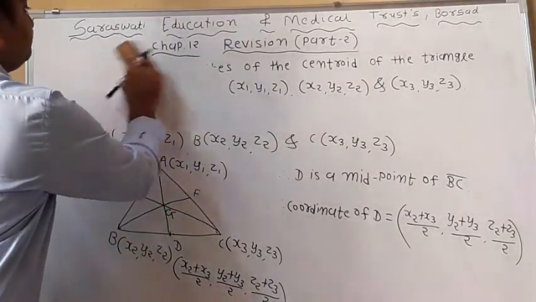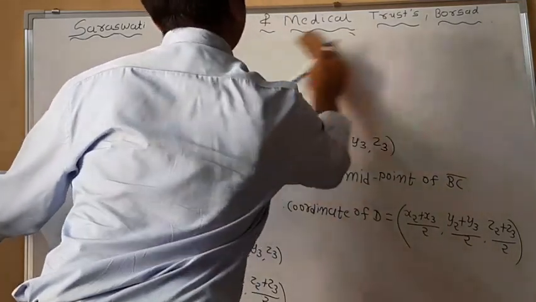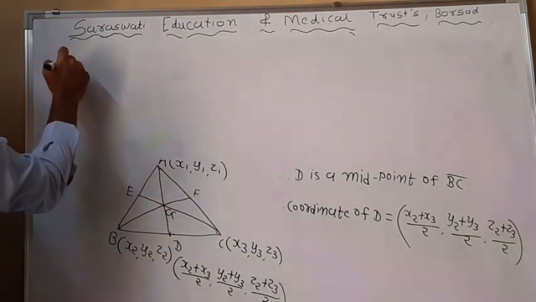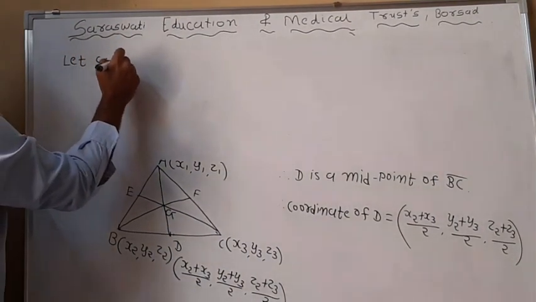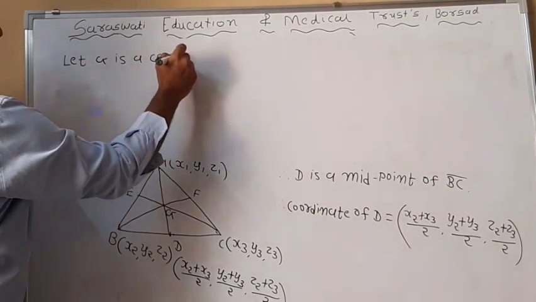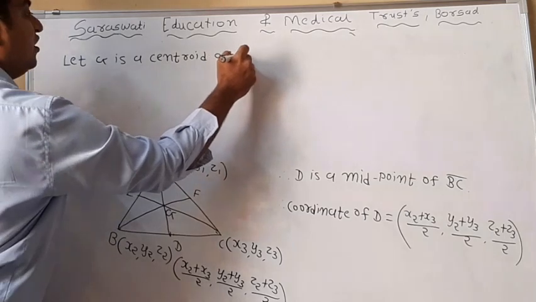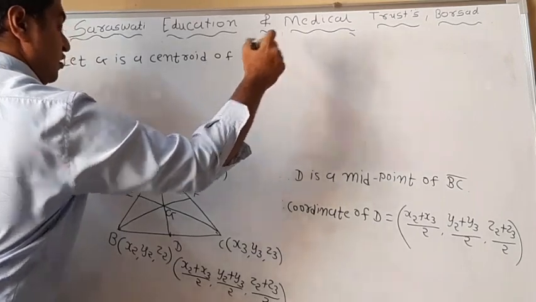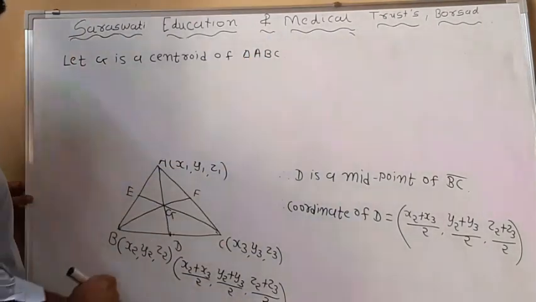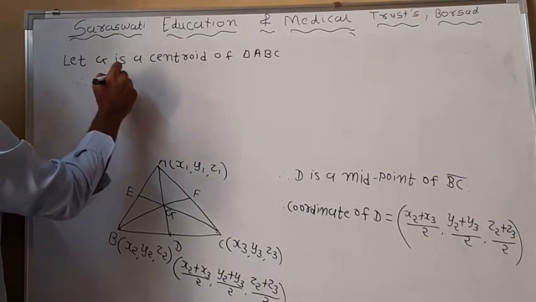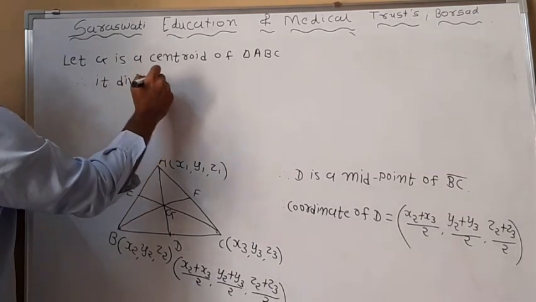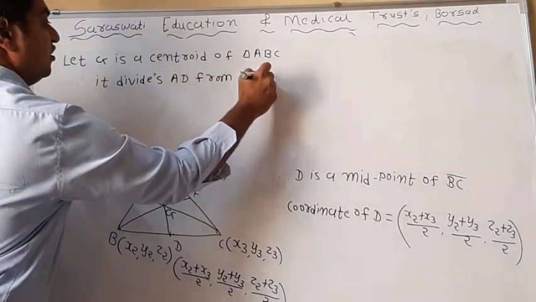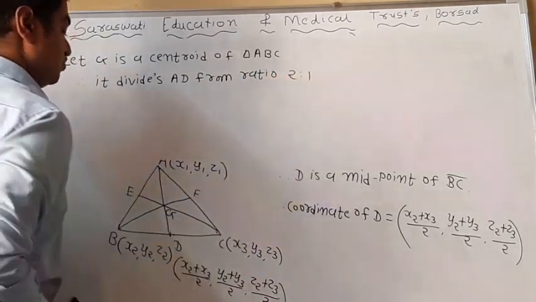So here we can mention: let G be the centroid of triangle ABC. Therefore it divides AD in the ratio 2:1.